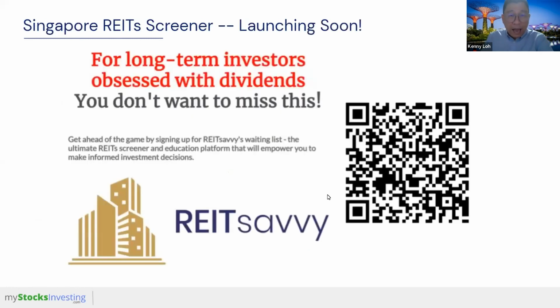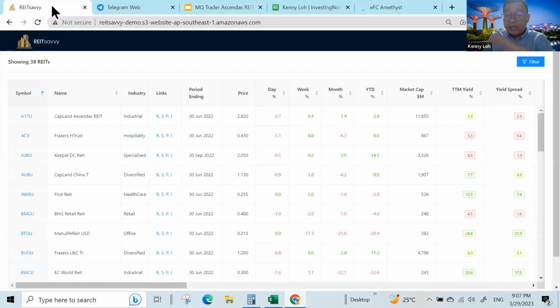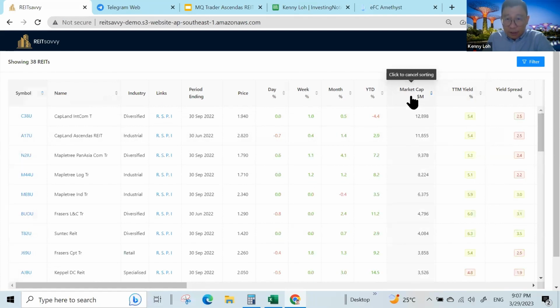Okay, so I have been showing a lot of data here. All right, so I will show you where I get those data to really speed up my analysis. All right, I'm building a REIT screener. Okay, this is a demo version of the REIT screener itself. You can see that actually all the Singapore REITs are listed here. And I key in all the data, basically in terms of market capitalization, TTM yield, right? If I click on it, I want some REITs with a very high, big market capitalization, because they are safer, right? You can see that CapitaLand Integrated Commercial Trust has about 13 billion market cap, Ascendas REIT about 12 billion, and the yield at the present moment is 5.4% for both, and the yield spread is 2.5%.